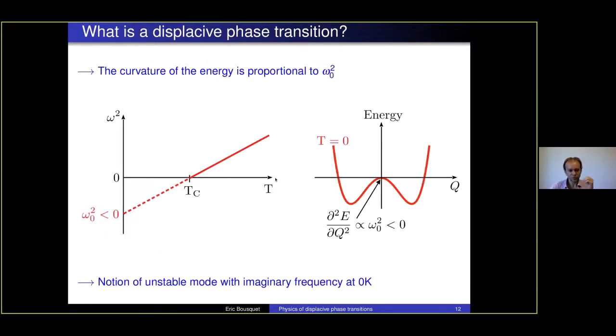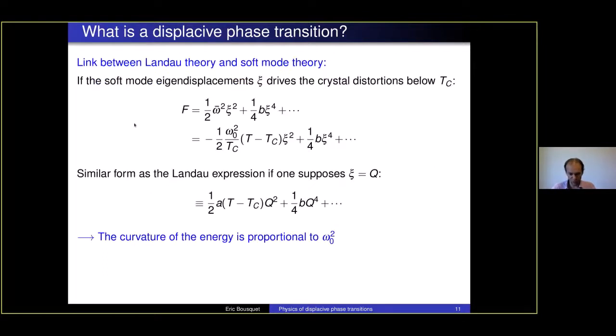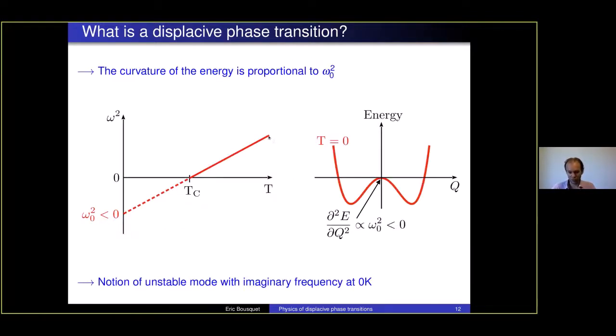And this is what we are going to see, what we can do with DFT calculations. Finally, here we have omega 0 in the expression, which is the phonon frequency at 0 Kelvin. If you extrapolate this softening of the phonon mode, you can go to negative values of omega square. You end up, at 0 Kelvin, with a phonon frequency whose square is negative. It's just that you have a normalization with the temperature that makes it positive beyond Tc.